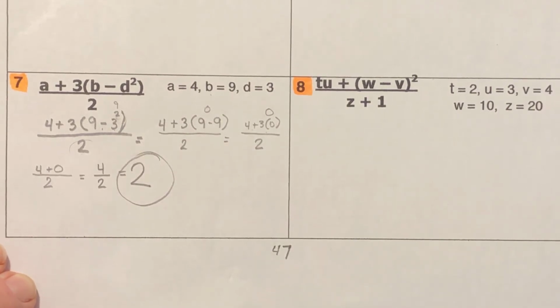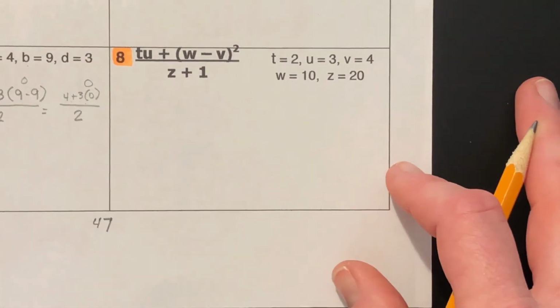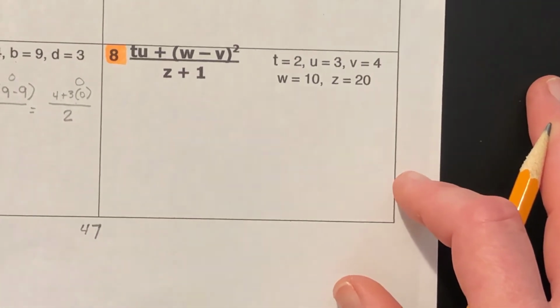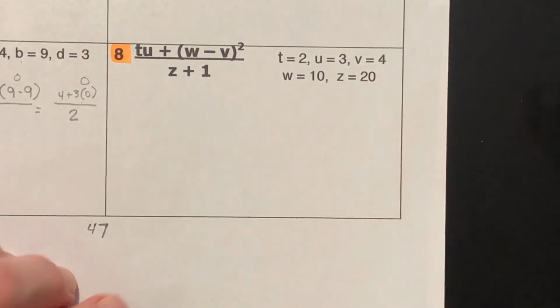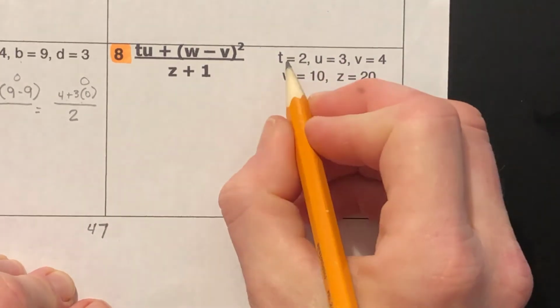What do you know? On to number 8. Lot of variables in number 8. Wow. I'm not sure if I've done one with this many variables. Okay, T is 2.